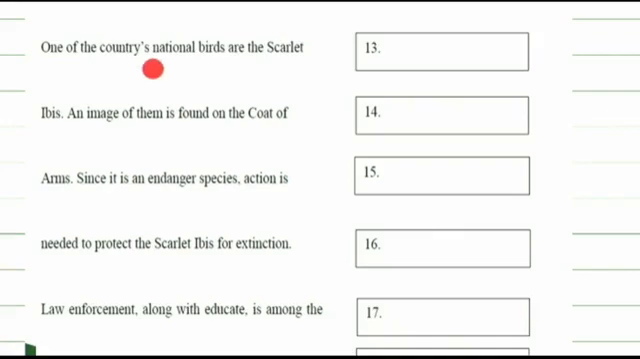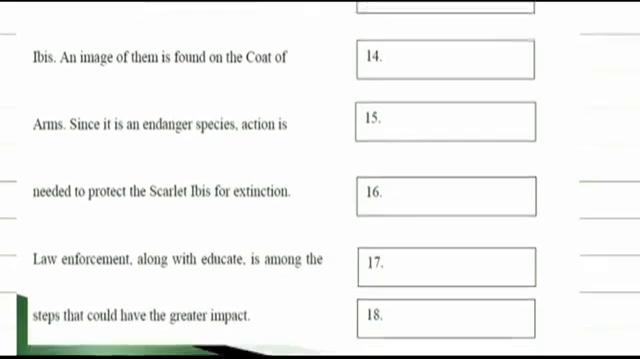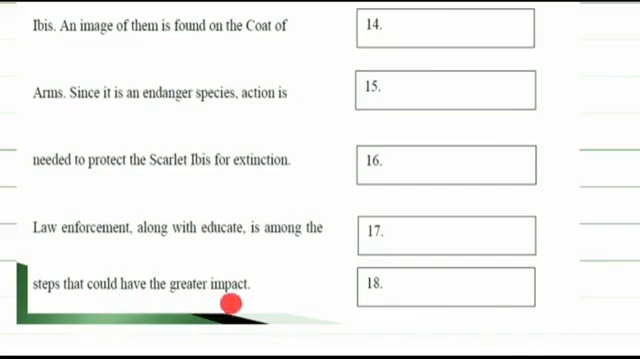One of the country's national birds are the scarlet. So that's your first line there. I'm just going to read the entire piece and then we'll read it again. Scarlet ibis. An image of them is found on the coat of arms. Since it is an endangered species, actions is needed to protect the scarlet ibis for extinction. Law enforcement, along with educate, is among the steps that could have the greater impact.